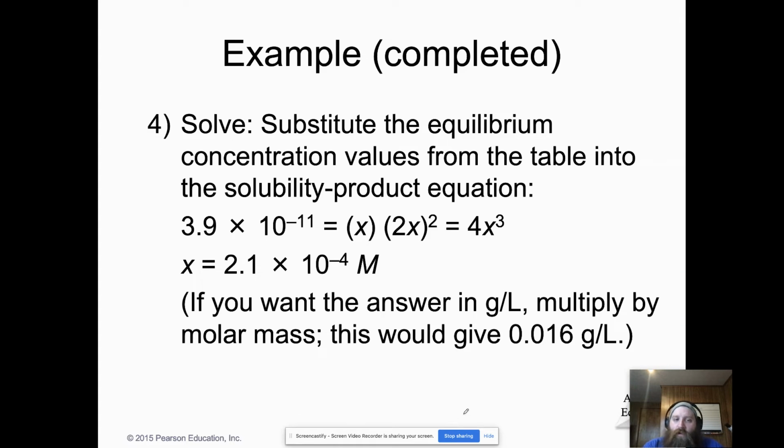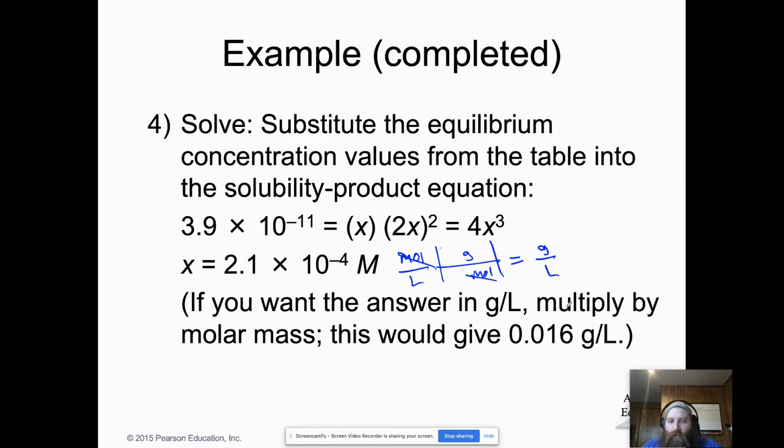Now we need to substitute the equilibrium concentration values in order to get our KSP. So we say 3.9 times 10 to the negative 11th equals X times 2X squared, which gives us 4X cubed. Solve that for X, we get 2.1 times 10 to the negative 4th. Now this gives us molarity, which is moles over liters. If we want to go from molarity to grams per liter, then we need to multiply by the molar mass. So remember, big M is moles over liters. If we multiply that by molar mass, which is grams per mole, that will cancel and we'll be left with grams per liter.